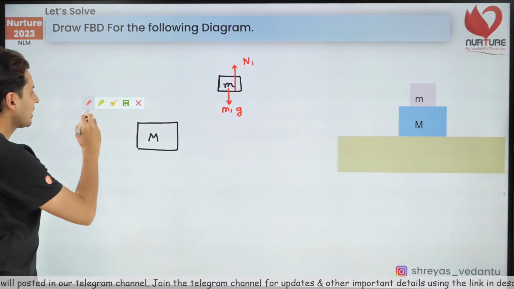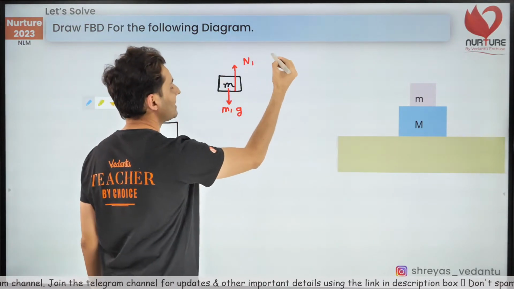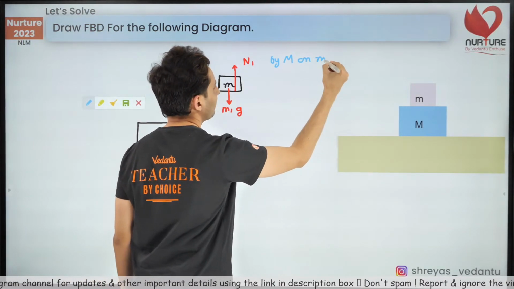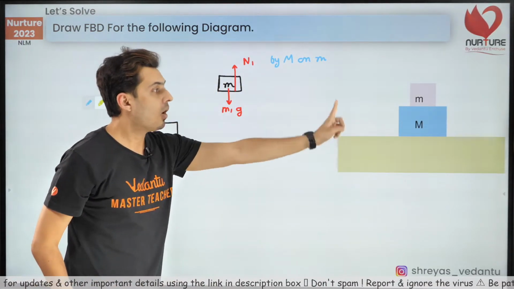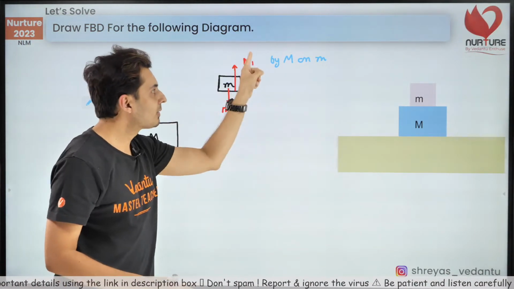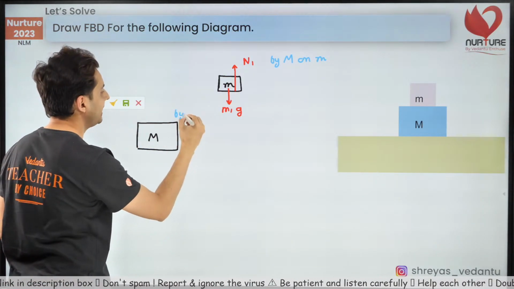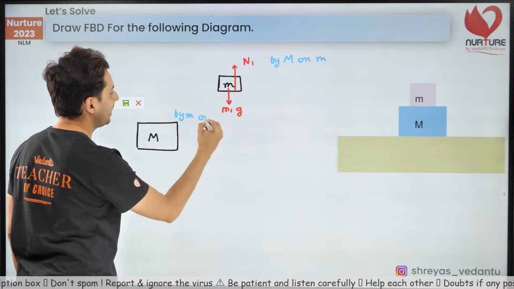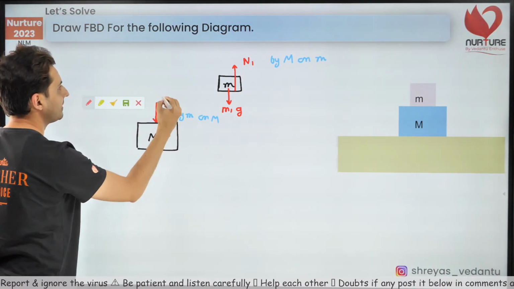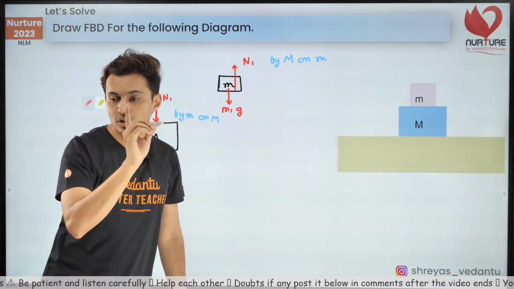Alright. Now understand who is applying this N1. N1 is being applied by capital M on small m. So by Newton's third law, there should be a reaction on capital M, and that will be by small m on capital M. Hence, there should be a reaction shown like this. This is N1.